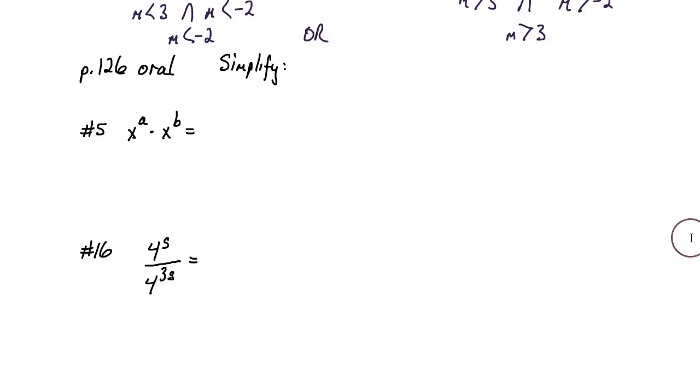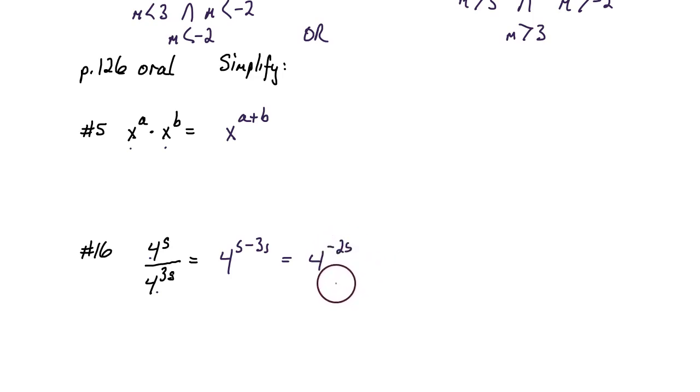Okay, we're going all the way back to 126 where we were simplifying. So in number 5, we're multiplying powers, and both powers have the same base x. The rule is to keep that base and add the exponents. Number 16, we are dividing, and we have the same base. The rule is to keep the base and subtract the exponents. This makes 4 to the negative 2s power.